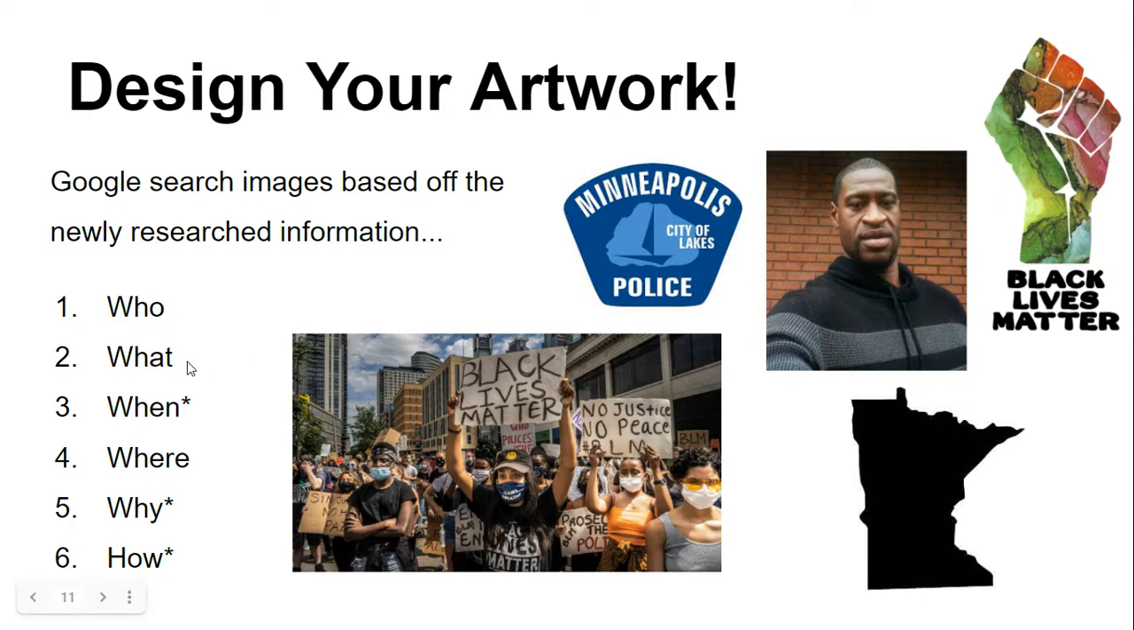So who was it? Again, George Floyd. What happened? He died in police custody. When did it happen? May 2020. Where? Minneapolis, Minnesota. Why? Again, in my opinion, he died because he was African American and would have been less likely to die if he had a different skin color. And how did it happen? Again, you can talk a little bit about what responded to that. The Black Lives Matter movement and other people speaking out against police brutality and unfair discrimination can be how you define these things.